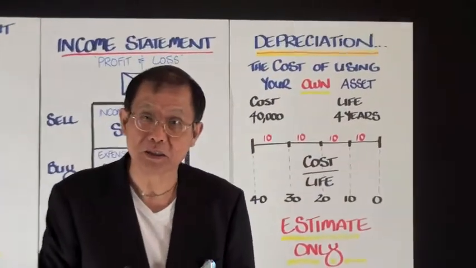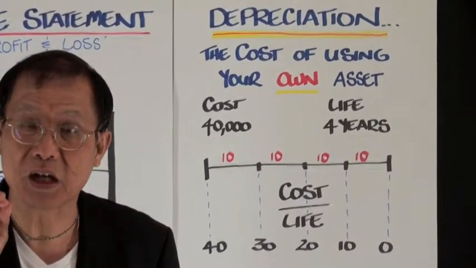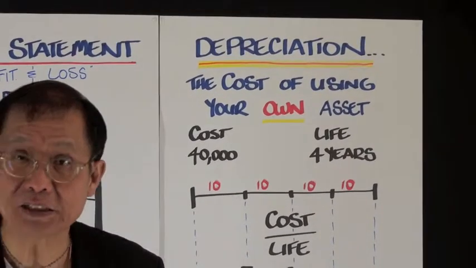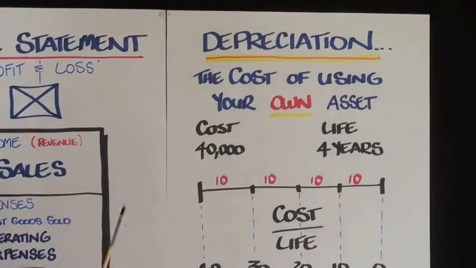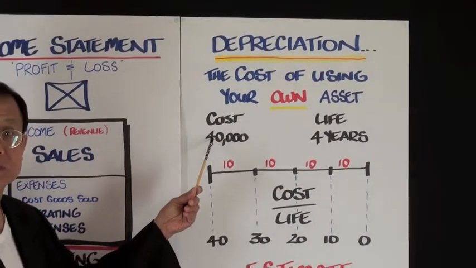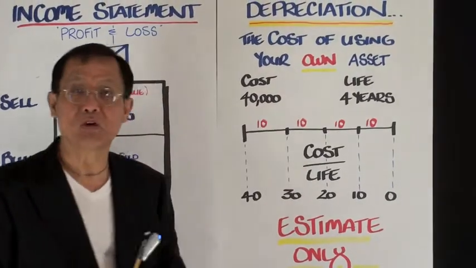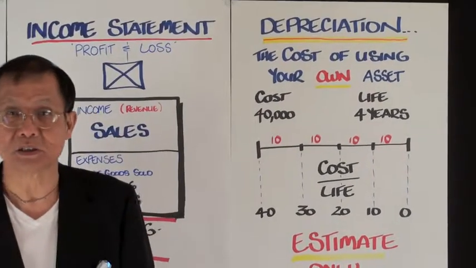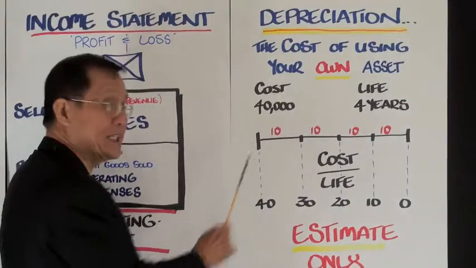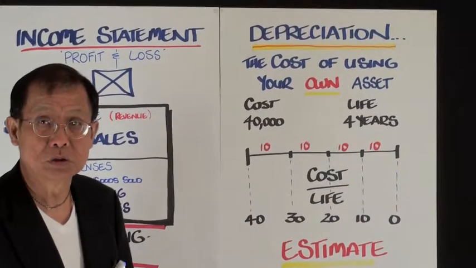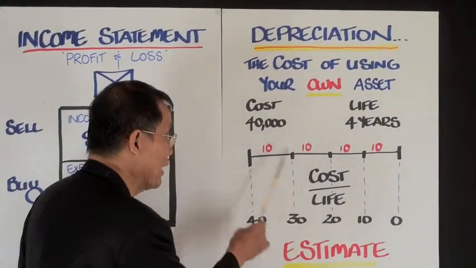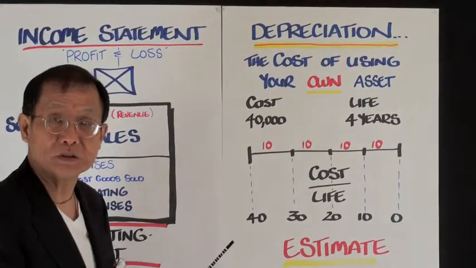This number, depreciation, is a calculated figure. Let's see how we calculate it. If you have an asset which costs 40,000 and it has a life for 4 years. That means it can be used for 4 years. Therefore, if you use for 1 year, the cost should be what? Cost divided by life, 40,000 divided by 4 years, 10,000.